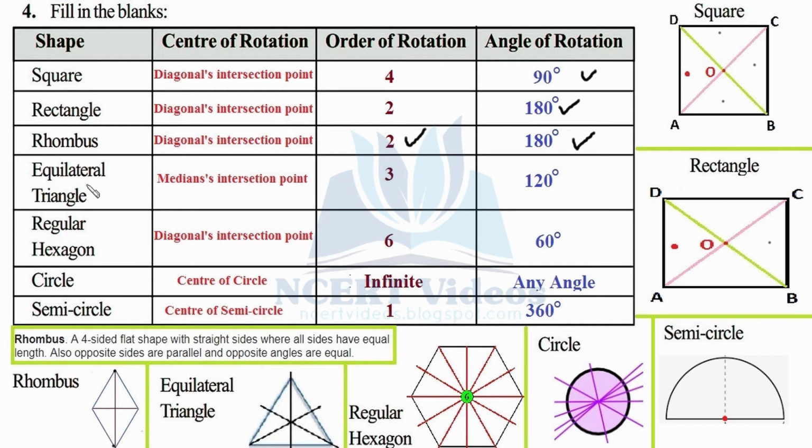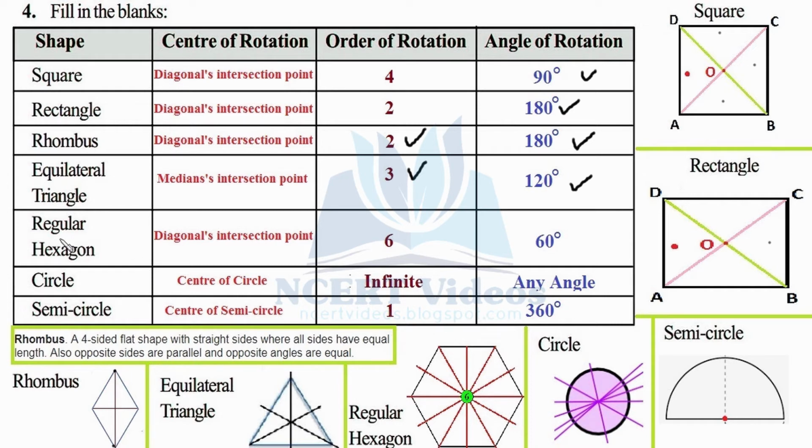Equilateral triangle, we have just studied about it in previous question. So this is your equilateral triangle. It has median as your center of rotation and it has 3 order of rotation, and you have to rotate it 120 degrees because we have 3 medians in this case, gives you 360, therefore 120 degrees is your angle of rotation. Again, to simplify it further, this angle is 120 degrees. Again, this angle will be 120 degrees and this angle will be 120 degrees.